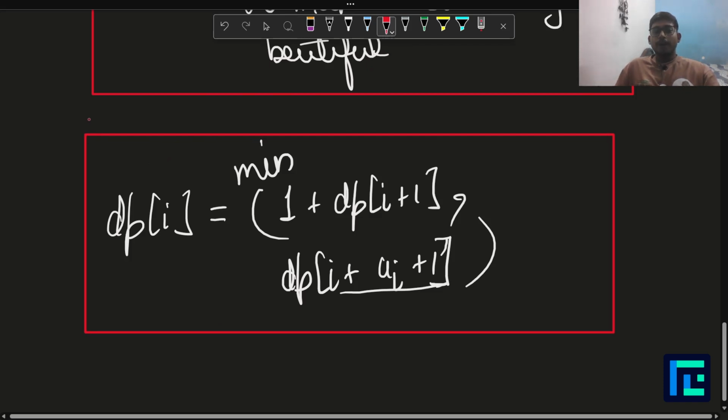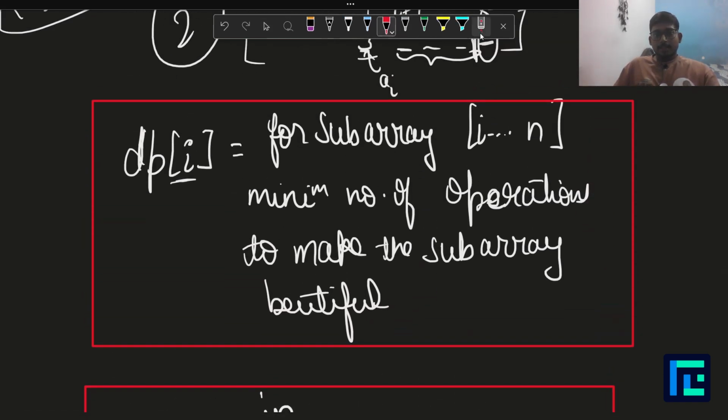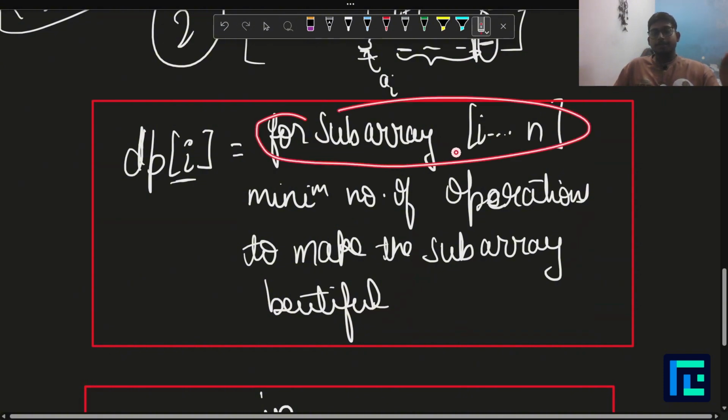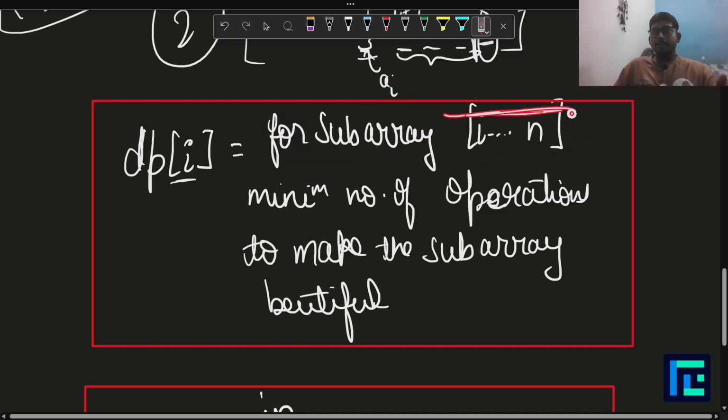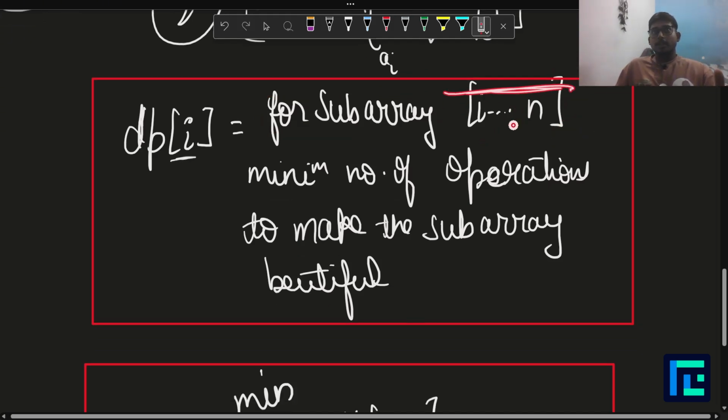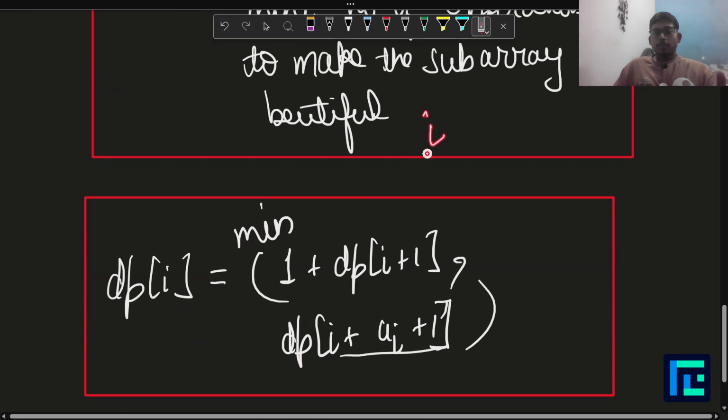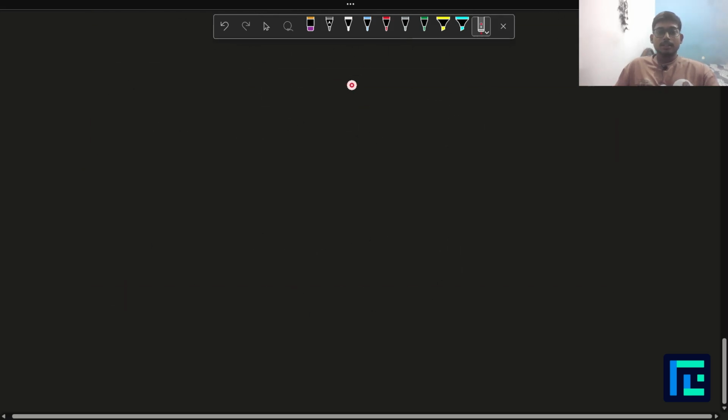Now you would have got why we took our state like this, that dp[i] represents the subarray from i to n. Why not from 0 to i? If we had taken the subarray from 0 to i, then for i we would have to write the transition based on i-1. Now if you are not taking this and you have this array, how can you confirm from this that this is beautiful if you are taking this or not taking this?